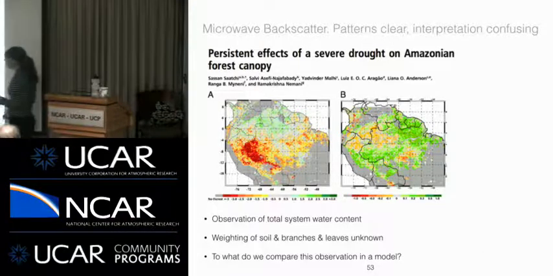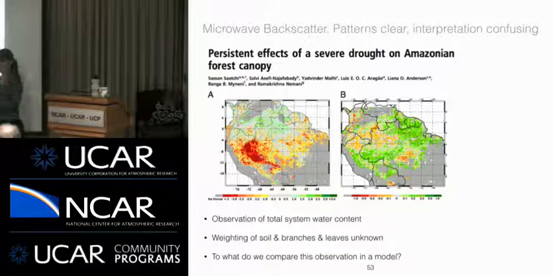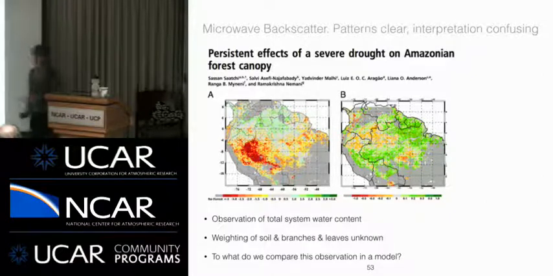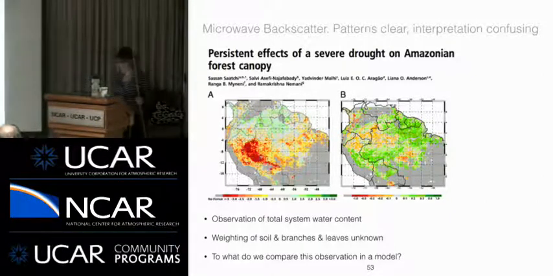Except that we don't really know what to compare this to in a model. It just says something about the water structure of the system went down in the drought, and this is what happened. But hopefully someone will do some sort of ground calibration of what this means, and we'll be able to integrate it into our models of water stress.